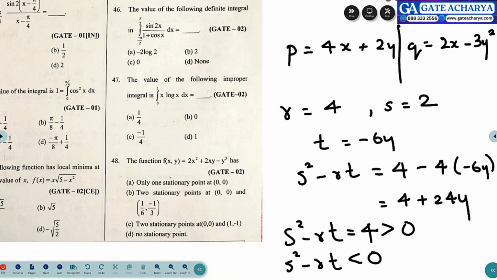If S square minus RT is less than 0, then next investigation should be R. R is what? Whatever be the function, R is always greater than 0. So what is the case? 1 comma minus 1 is a which point? Minima. Write down. 1 comma minus 1 is the minima. Now that is an extrema. So how many stationary points?